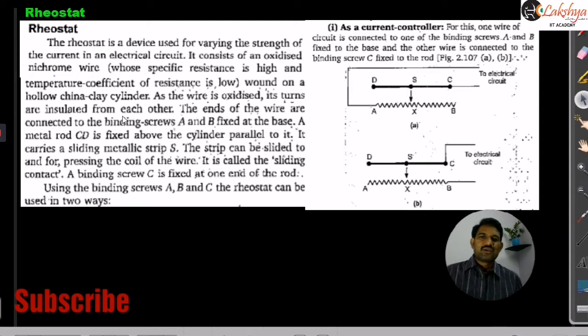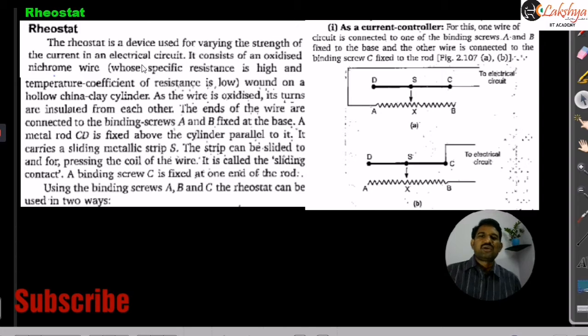So the rheostat is a device used to control the current, or we can control the potential difference. That means we can apply a desired potential difference, or we can allow the desired current in that circuit. It's simply a variable resistor. A rheostat is nothing but a variable resistor, and we know the circuit symbol for this rheostat also.